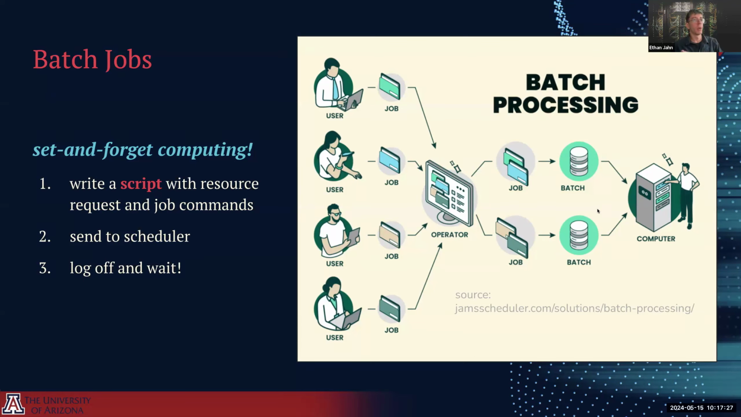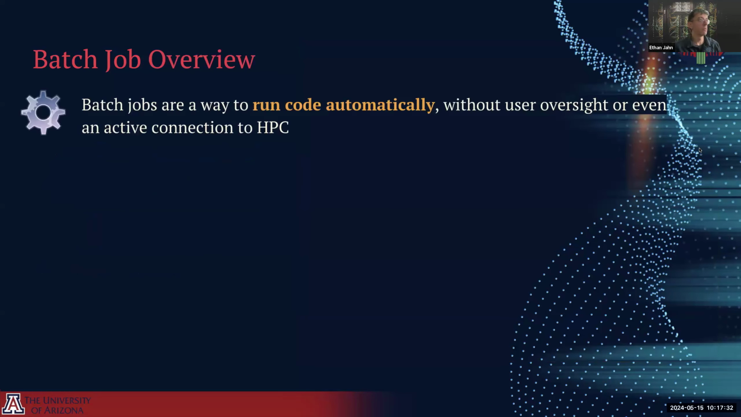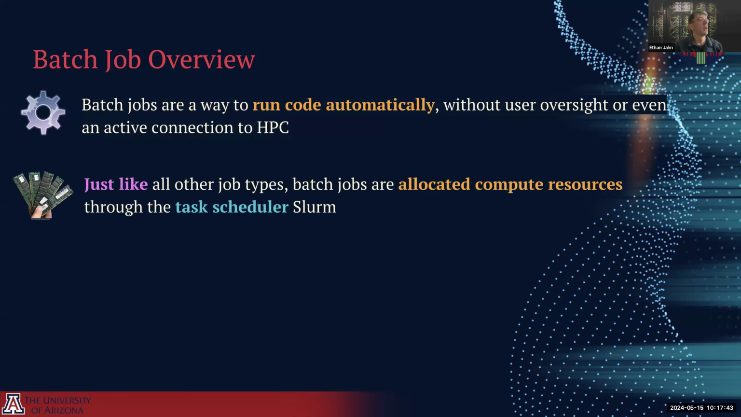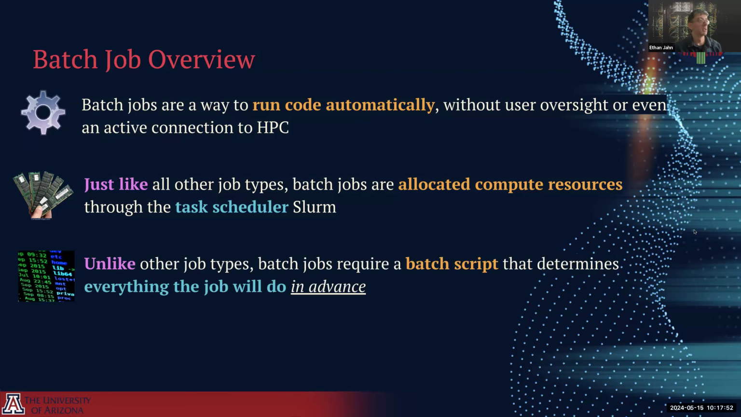Batch jobs are highly flexible in what you can do with them. So as an overview, batch jobs are a way to run code automatically without user oversight or even an active connection to the HPC. Once you have submitted that job, it will proceed automatically. Just like all other job types, batch jobs are allocated compute resources, and you do that through the task scheduler known as Slurm. Unlike other job types, batch jobs require a batch script that determines everything the job will do in advance.